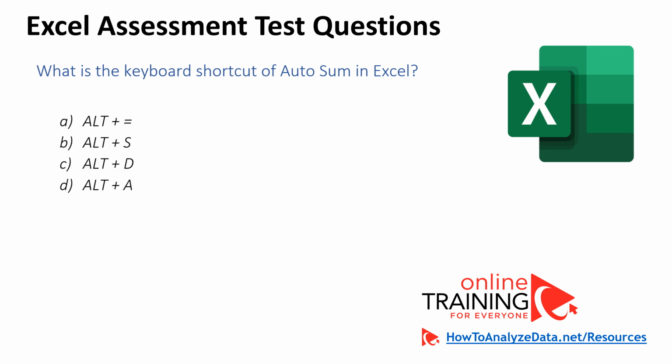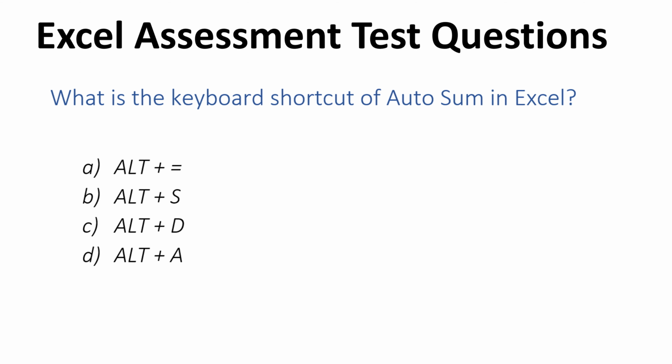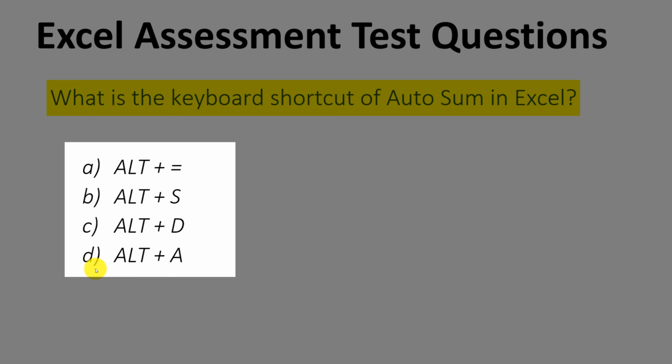A lot of times during Excel assessment test, you will be tested on your knowledge of Excel keyboard shortcuts. In this particular question, you're being asked what is the keyboard shortcut of the AutoSum in Excel, and you're presented with 4 different choices. So there are 4 different shortcuts. The first one is Alt equal, Alt S, Alt D, and then Alt A. What do you think is the right answer?